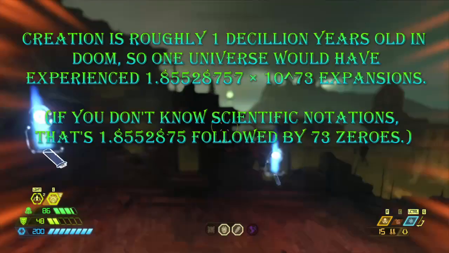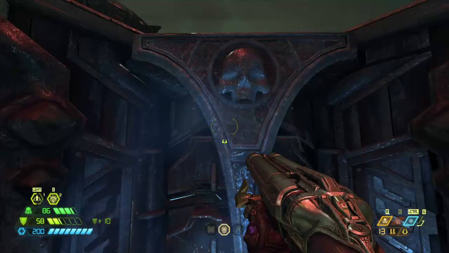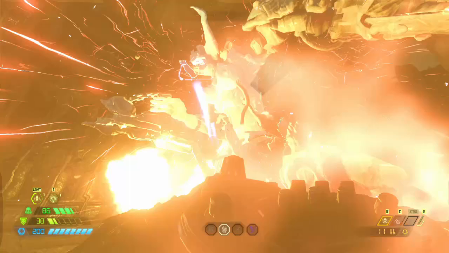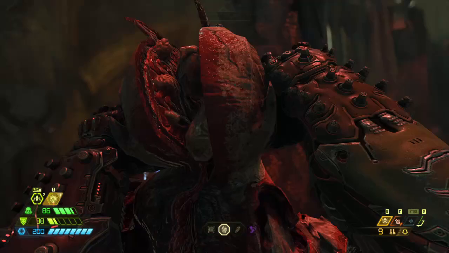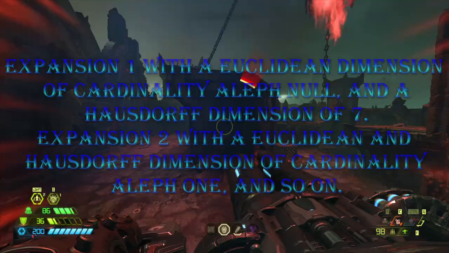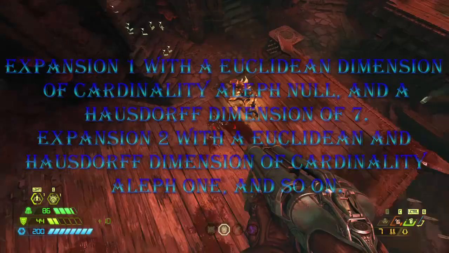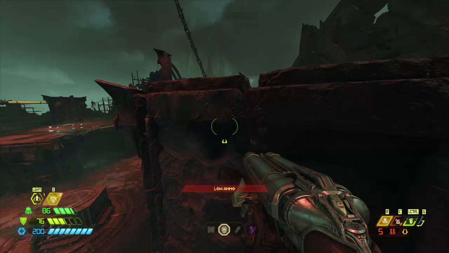Note that this is without considering that since space-time is also a quantum field existing in an infinite-dimensional Hilbert space, the dimensionality of space-time will also be a possibility. Combining everything so far, for the explicate order we have the following. Expansion 1 with a Euclidean dimension of cardinality, Aleph Null, and a Hausdorff dimension of 7. Expansion 2 with a Euclidean and Hausdorff dimension of cardinality, Aleph 1, and so on.